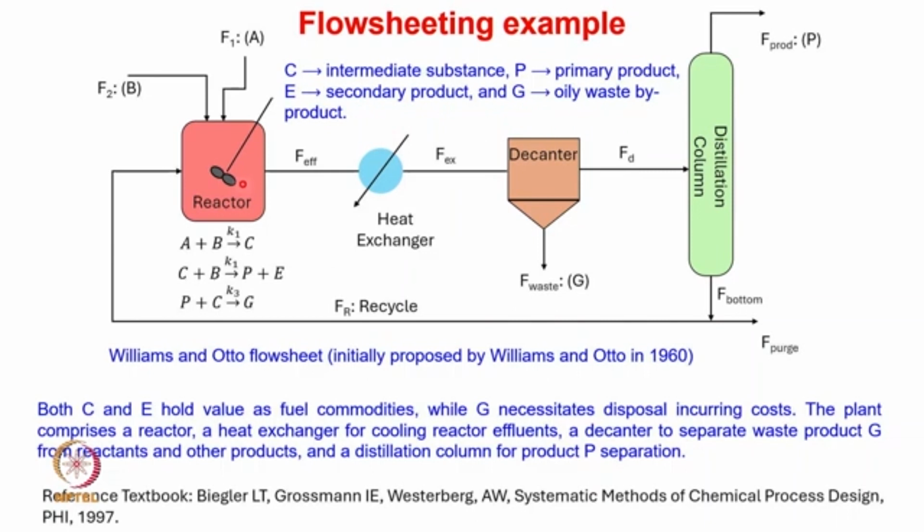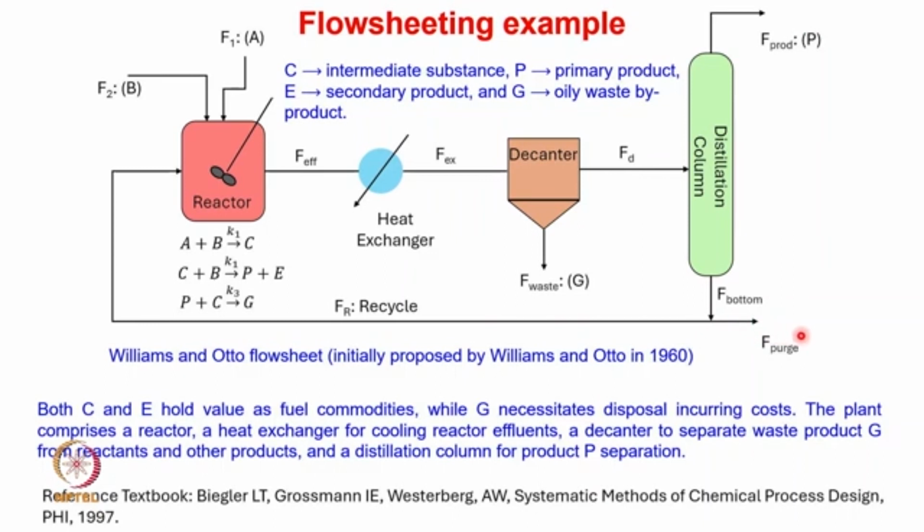The entire effluent coming from the reactor is then charged to the heat exchanger, where heat is removed from the effluent, and this cooled effluent is then charged to the decanter. In the decanter, the waste byproduct G is completely removed, and the remaining products are charged to the distillation column, where the desired product P is separated as the distillate, whereas the other products are removed at the bottom.